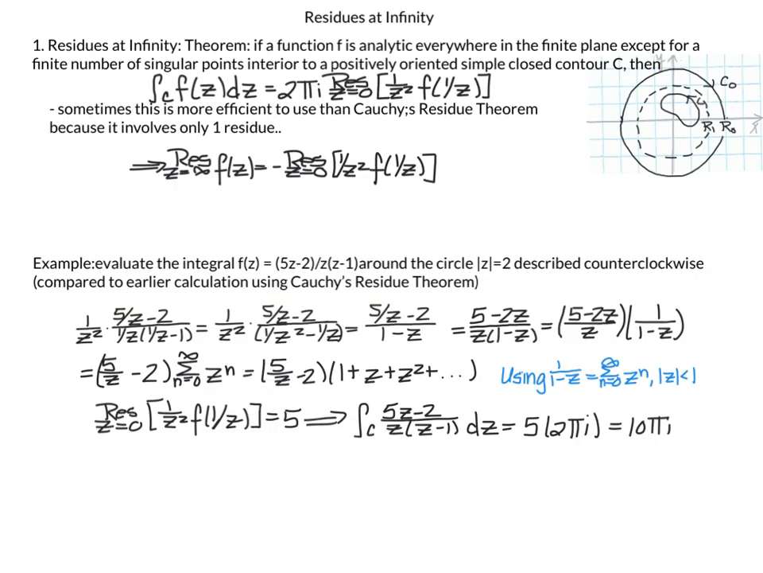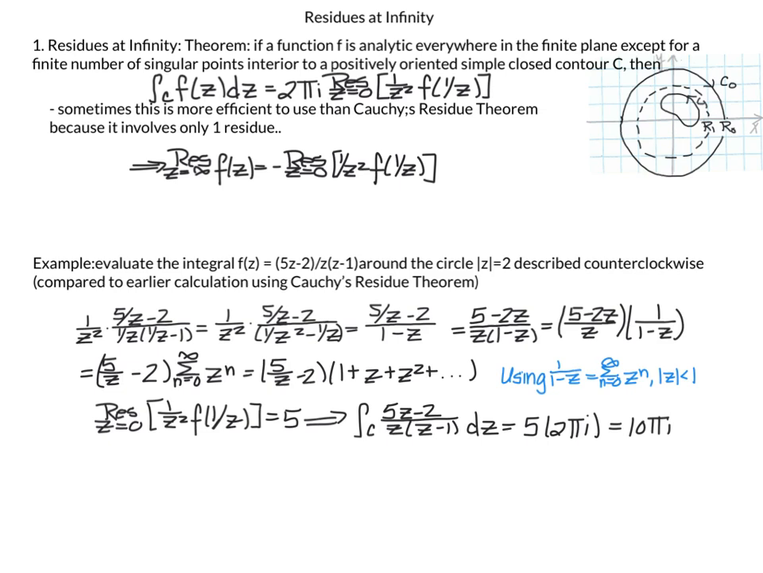To review what we have covered in this video, we covered residues at infinity, and this was a theorem here, which was very similar to our Cauchy residue theorem, except that instead of summing up all our residues for each of our singularities inside a closed curve C, we just calculated one single residue. That was the residue at infinity, which is equal to the negative residue at z equals 0 of 1 over z squared f of 1 over z.